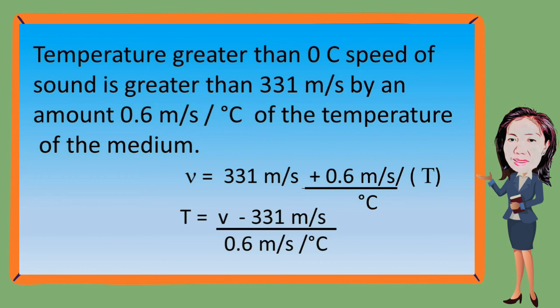Okay? And if the temperature is missing and the speed of sound is given, this is the formula. The temperature of a medium is equal to the speed of sound minus 331 meter per second, divided by 0.6 meter per second per degree Celsius. Actually, 0.6 is constant. Okay, so take note of these two equations.